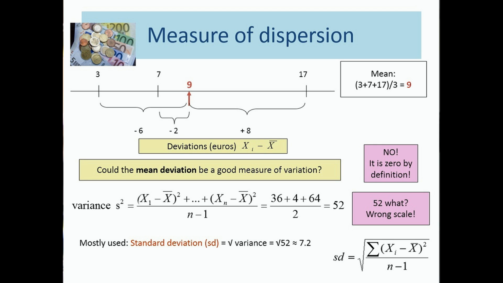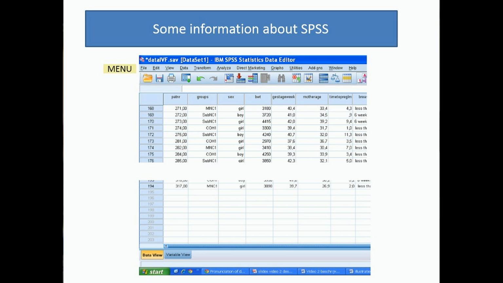Ending this video, I will show you some features of SPSS. Here we see a data matrix in SPSS. In the top of the window, you see the menu, with a lot of possible commands. In the columns, you see the variables, like patient number, groups, gender, etc. In the rows, the cases or respondents are shown. At the bottom of this window, you can see we are in the data view mode.